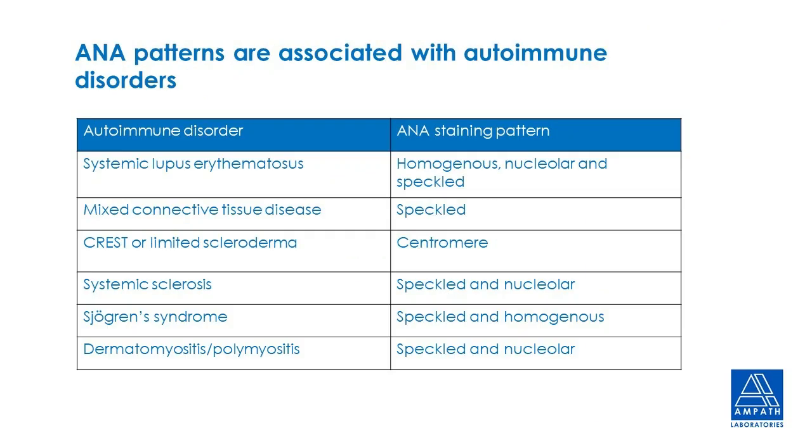ANA patterns are only loosely associated with an underlying autoimmune disorder. Examples include the centromere pattern in the CREST syndrome or limited scleroderma, nucleolar or speckled patterns in systemic sclerosis, speckled pattern in mixed connective tissue disease, homogeneous or speckled or nucleolar patterns in SLE, and speckled or homogeneous pattern in Sjogren's syndrome. The greater the pretest probability of an autoimmune disease, the more likely that the ANA will assist in the diagnosis of the condition.